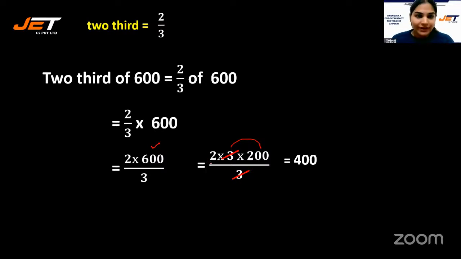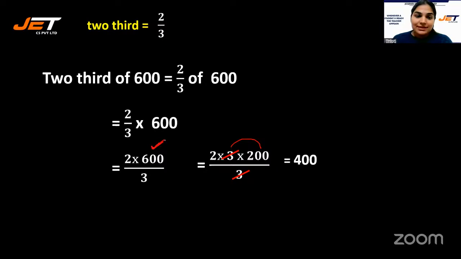Now, how we have done it, I'll explain to you again. 2/3 of 600 means 2 by 3 times 600. 2 times 600, I have written like that only in the numerator. In the denominator, it's just 3.